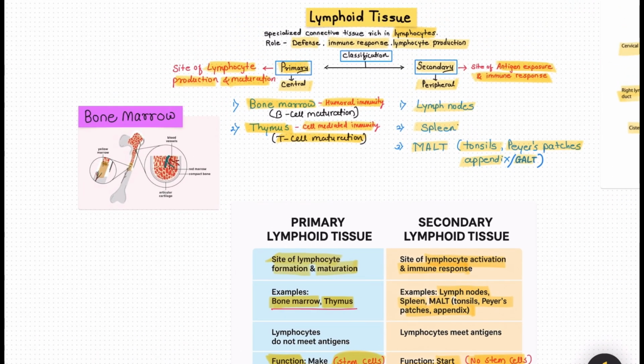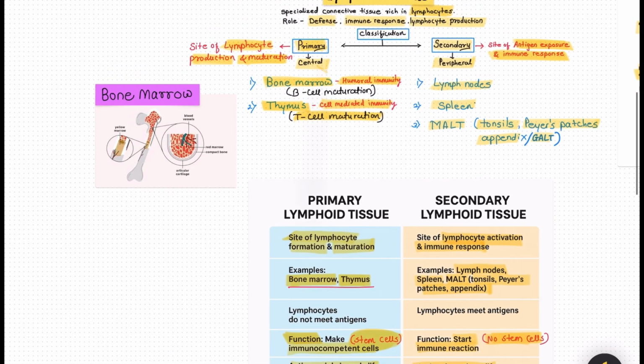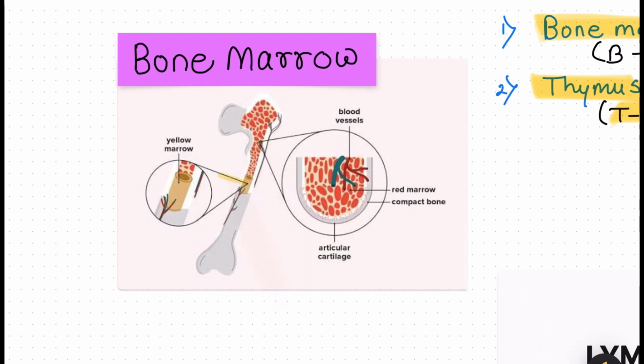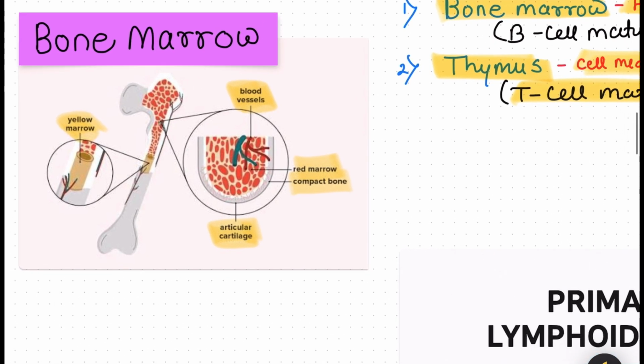So let's see some of the examples. Primary lymphoid tissue is bone marrow, and this is a diagram of bone marrow. It is the inside portion of a bone, and these are the blood vessels, red marrow, compact bone, articular cartilage, and this yellow marrow. Bone marrow is the site of active production of stem cells, which later give rise to B cells and T cells, which are important for antibody production, and red cells, WBC precursors, and all these things, which you will come to know in pathology and physiology as well.